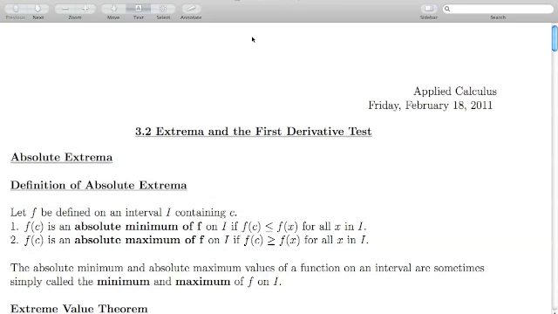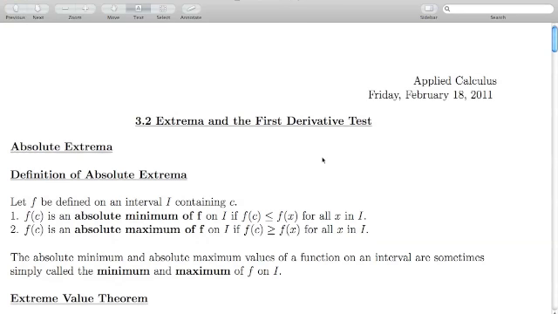with absolute extrema. So the definition of absolute extrema: let f be defined on an interval I containing c. f of c is an absolute minimum of f on your interval I if f of c is less than or equal to f of x for all x in I. And then f of c is an absolute maximum of f if f of c is greater than or equal to f of x for all x in I. So the absolute minimum and absolute maximum values of a function on the interval are sometimes just called your minimum and maximum of f on I.